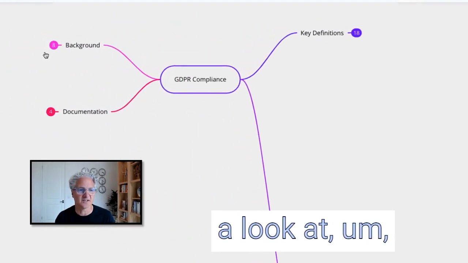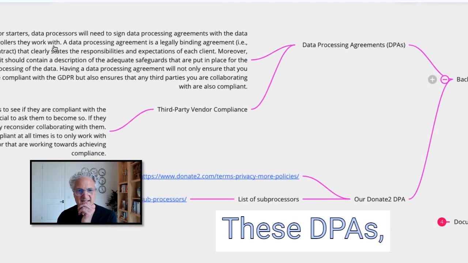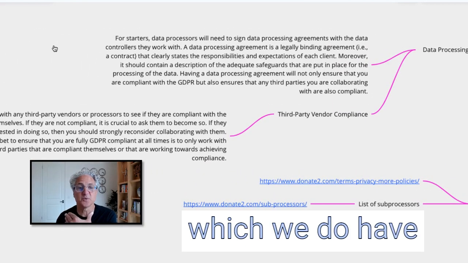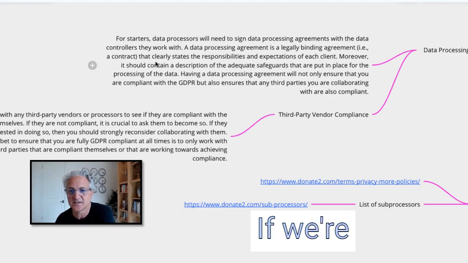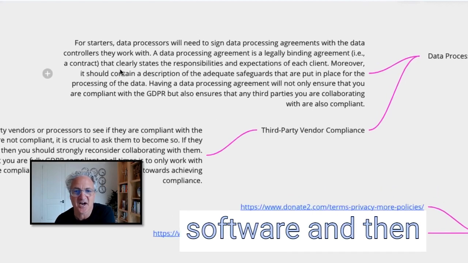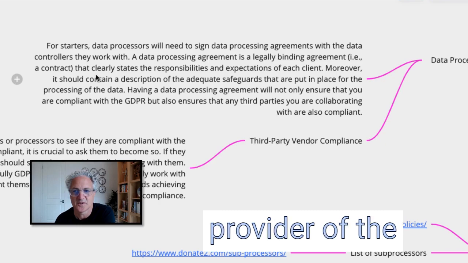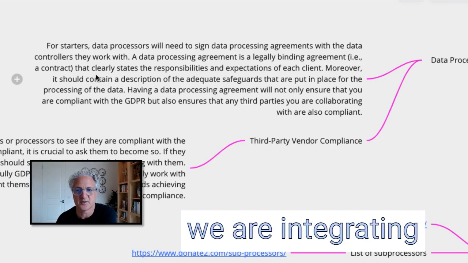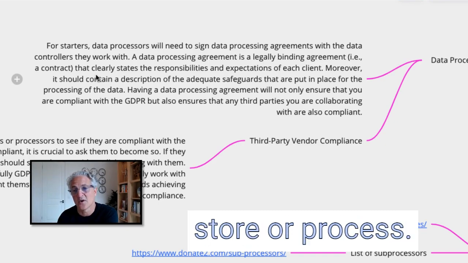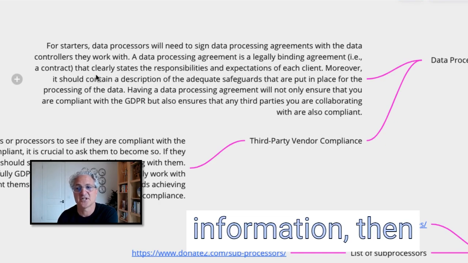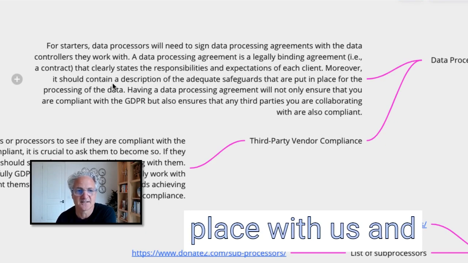So let's take a look at some background, right? So these DPAs, these data processing agreements, which we do have in place, but we need to make sure we keep them in place for all the different people that we're dealing with. If we're white labeling a software and then remarketing that to a customer, we need to make sure we have a DPA with the provider of the service that we're white labeling. If we are integrating plugins or other things that are going to be able to store or process personal information, then we need to make sure that those also have DPAs in place with us, and most of them do.